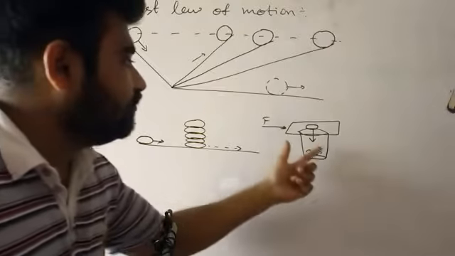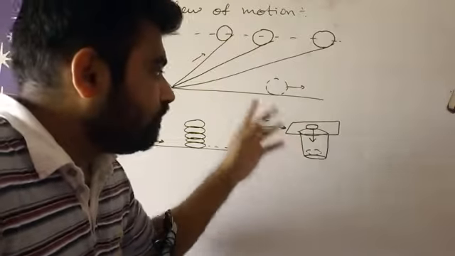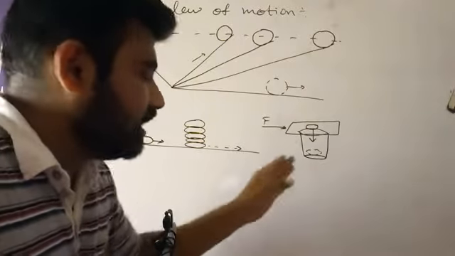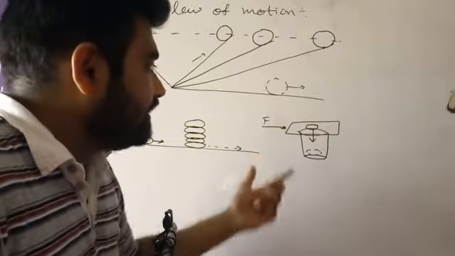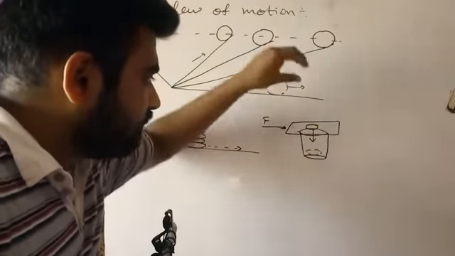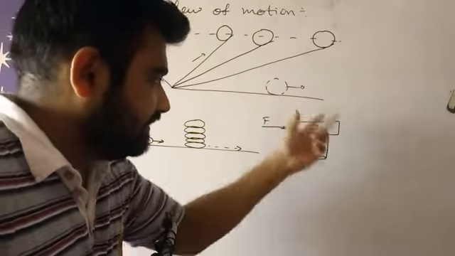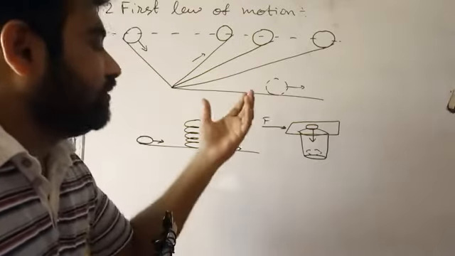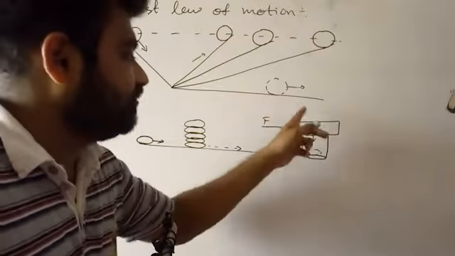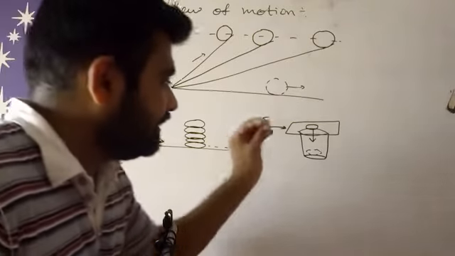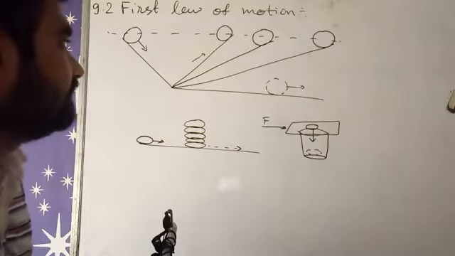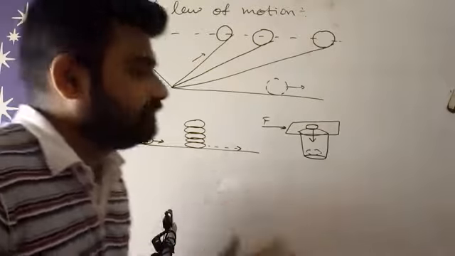So that is the first law of motion. The coin doesn't want to move, that's why it goes downward, because earlier the coin was held there by the thick paper, but now that the paper has moved, only gravitational force is there, so the coin just falls inside the glass. So that is the first law of motion.